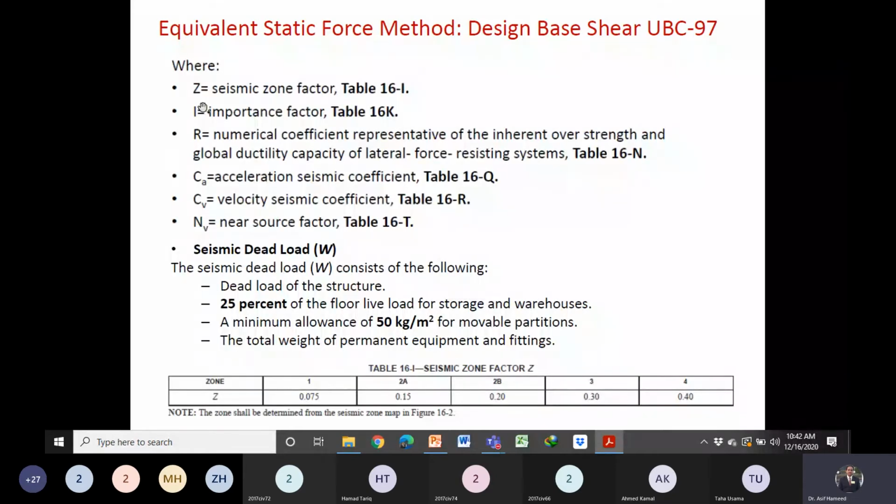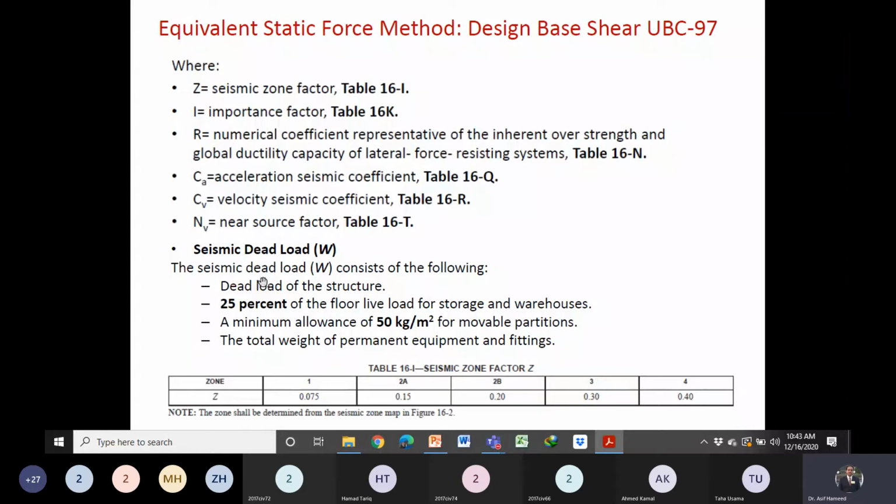Z is the seismic zone factor, Table 16.1. I is the importance factor. R is the response modification factor. It is the representation of the inherent overstrength or the ductility capacity of the lateral force resisting system. Ca is the seismic acceleration coefficient. Cv is the seismic velocity coefficient. Nv is the near source factor. If the site is near to the source active fault, then we have to use this factor, especially for seismic zone 4.